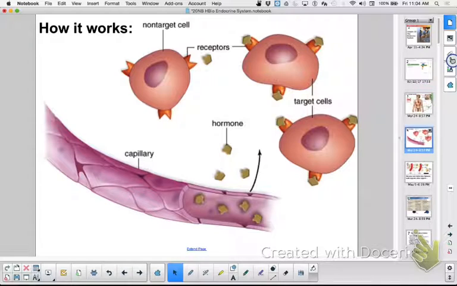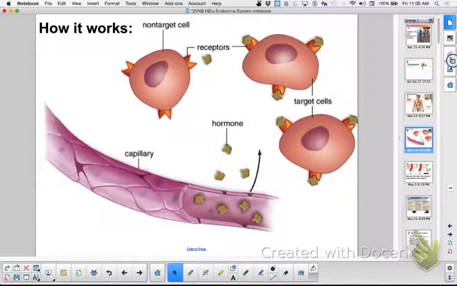Okay, and then endocrine glands. Guys, as soon as I start, you have to stop. You know that. Endocrine glands secrete hormones into the bloodstream. Perfect. The blood, into the bloodstream, not ducts.